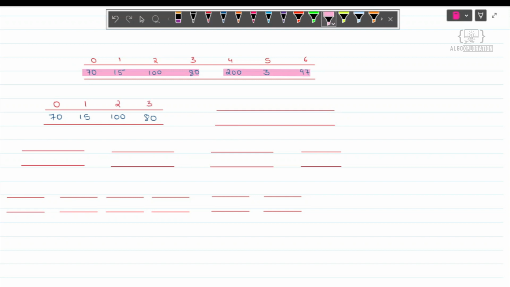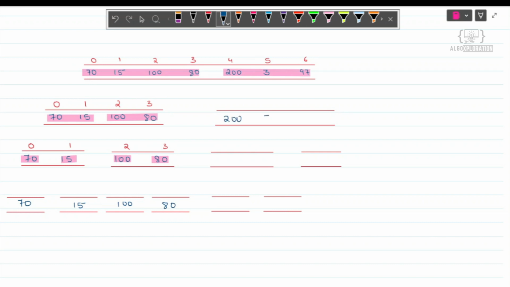Again we will divide it. 0 plus 3 divided by 2, that will be 1. So from 0 to 1, the first array, and from 2 to 3, that will be second array. So here 70, 15 and here 100 and 80. Now again divide it. If you calculate the mid, it will be 0. So 70, 15. Here also we will calculate the mid, that will be 2. So from 2 to 2 and 3 to 3. So 100 and 80.